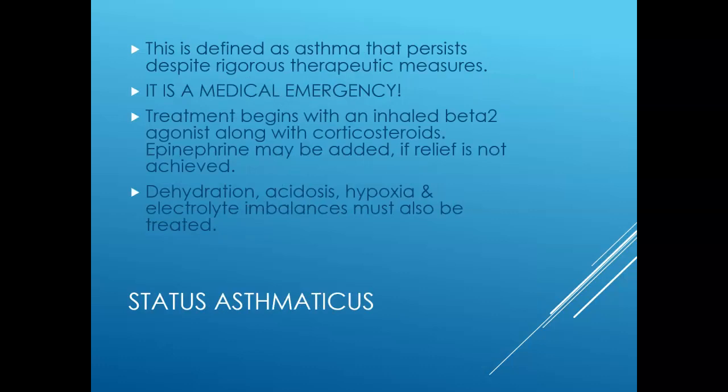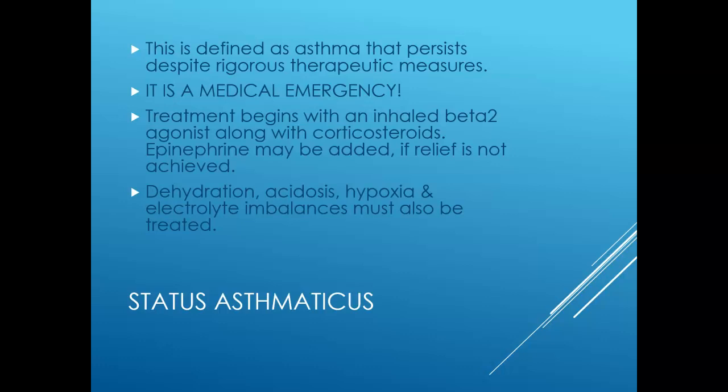So, there is a condition called status asthmaticus. This is a medical emergency, and this is defined as an asthma attack that persists despite rigorous therapeutic measures. And this can occur even in someone who might be well managed normally. They might end up having an asthma attack and going into what's called status asthmaticus. So again, this is a medical emergency because we're not able to somehow alleviate this attack. So we would be calling 911 if you run into this particular problem.